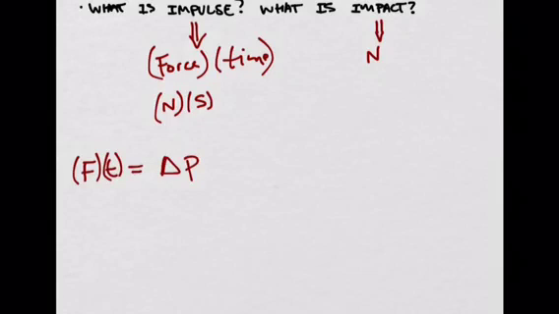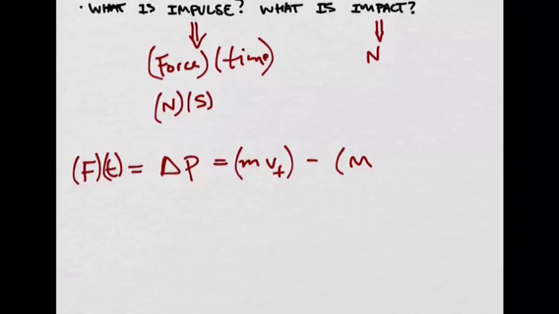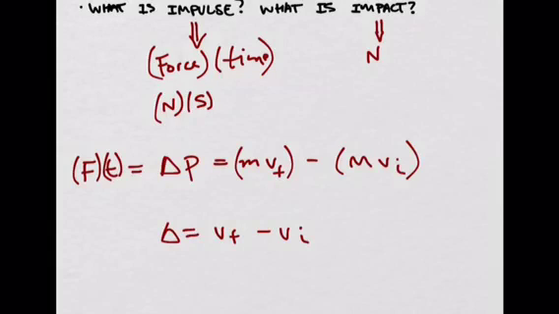Remember, we're calling momentum P because M equals mass. So the change in momentum is going to be the mass of an object times its final velocity minus the mass of an object times its initial velocity. So much like we talked about, the change in v would be equal to velocity final minus velocity initial. Change in momentum is equal to the final momentum minus the initial momentum.